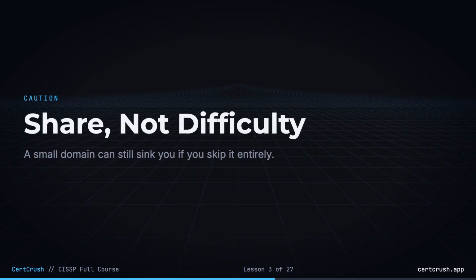One caution worth stating. The weightings tell you the share of questions, not the difficulty. A 10% domain can still sink you if you skip it entirely. Treat the percentages as a guide for emphasis, not as permission to abandon the smaller domains.